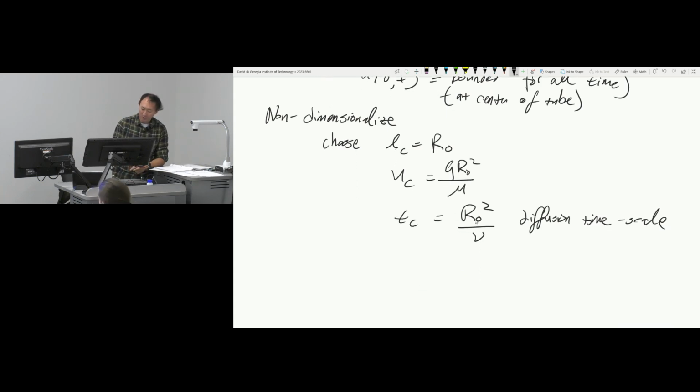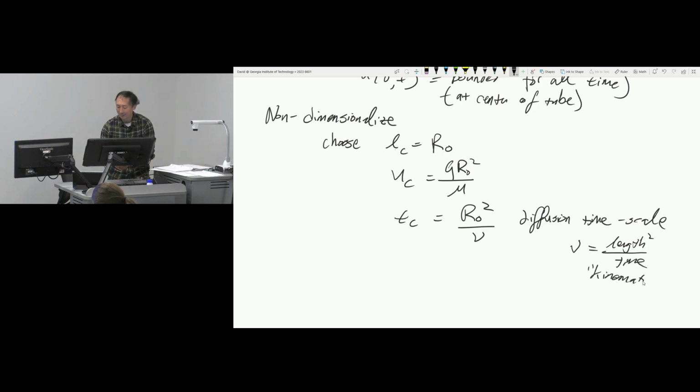And this r naught squared over nu has appeared many, many times. It appeared in our similarity variable from the other problem, where eta was y over the square root of nu t. We also had a version of it in the oscillating plate example, where your exponentials had a time scale, a nu, and a length scale. So if you memorize anything, try to keep this in mind. It comes from the bare fact that nu has the units of length squared over time. Remember, they call that kinematic viscosity.